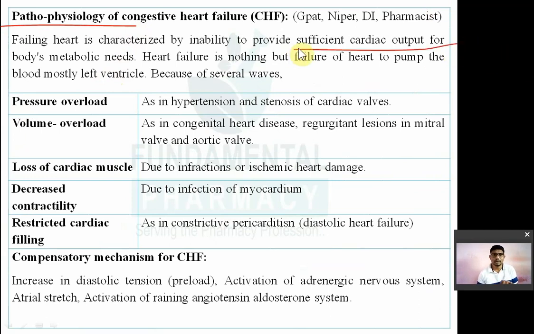Now heart failure is nothing but the failure of the heart to act as a pump, and mostly that is due to the left ventricle. Okay, so most of the blood is pumped by the left ventricle. Now this heart failure may be due to different reasons like pressure overload. Okay, so pressure overload, as in case of hypertension or stenosis of cardiac valves.